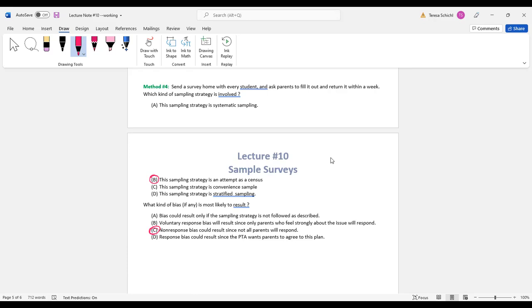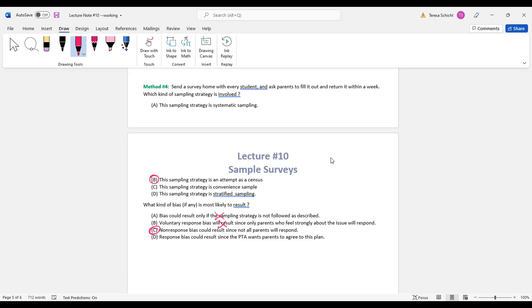Okay, so then for A, we say bias could result if a sampling strategy is not followed. Here, we really don't even have a sampling strategy. We do a census, we do everybody. And then part B says voluntary response bias will result since only parents who feel strongly about the issue will respond. This part is possibly partially true, right?